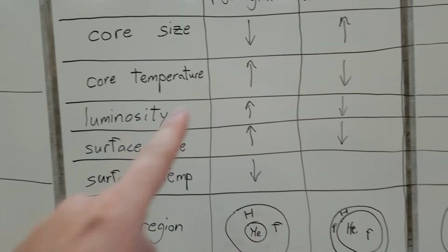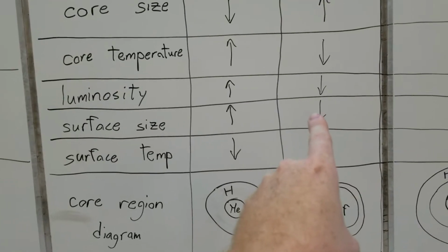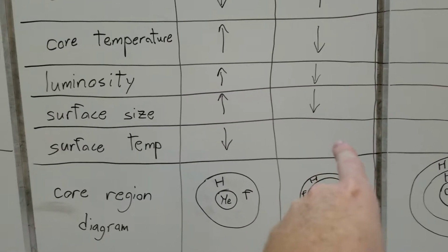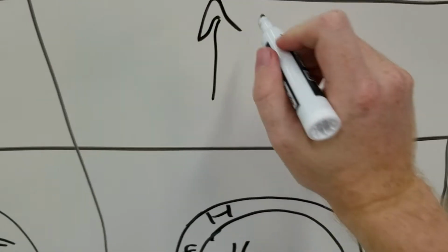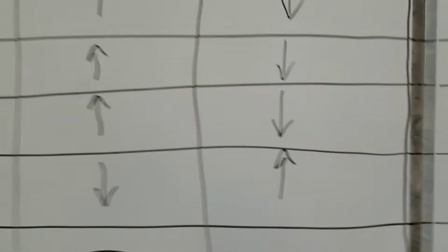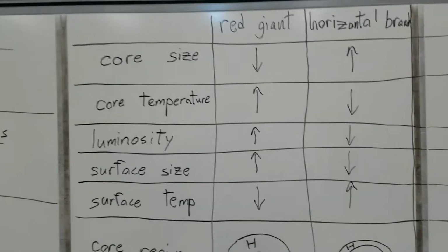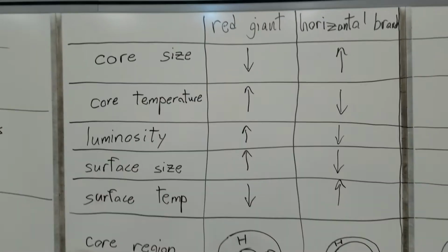Now, if the surface is shrinking, that means it's getting tighter, it's being squeezed by gravity, and that means its surface temperature will go back up, and the star will stop being red. It will actually look like a slightly bigger version than a main sequence star.